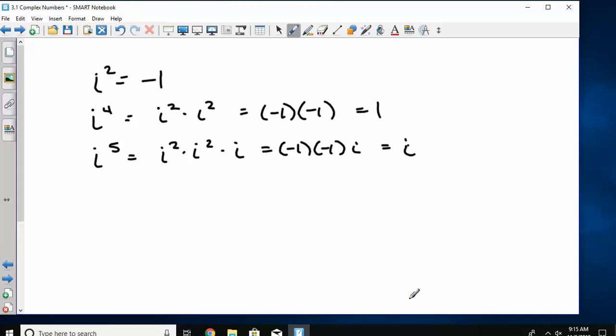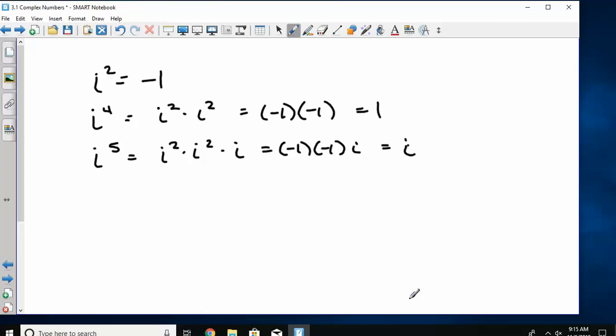So when we have these powers of i, if I gave you i to the 5th, we could write that out and figure out an answer. But if I gave you i to the 300th, I don't think any of us want to spend the time to write all that out. So our strategy is to break it into groups of 2.